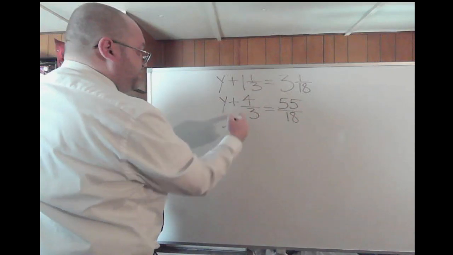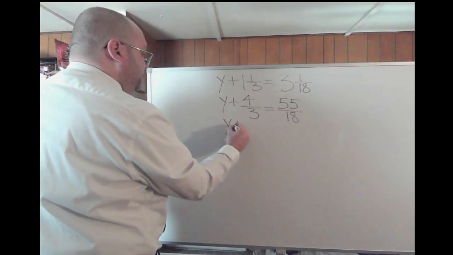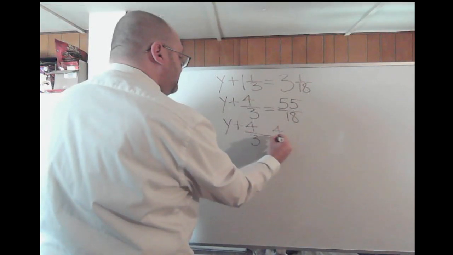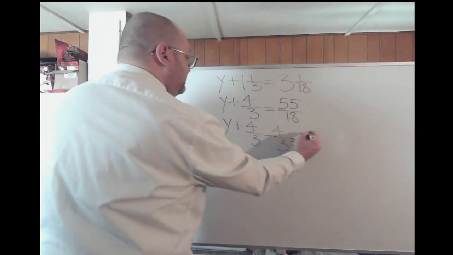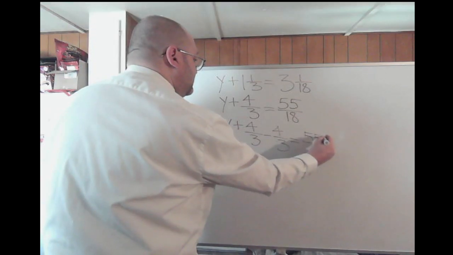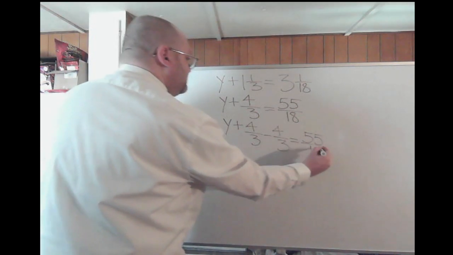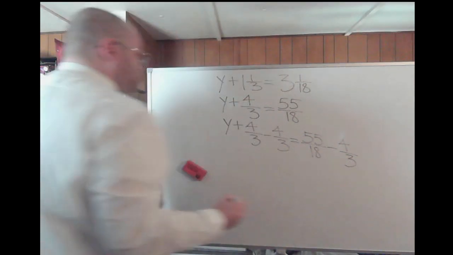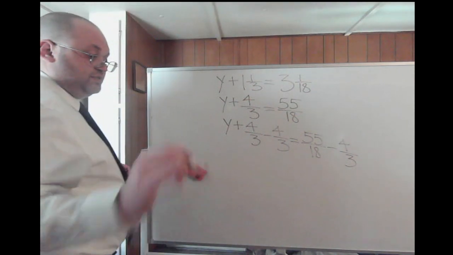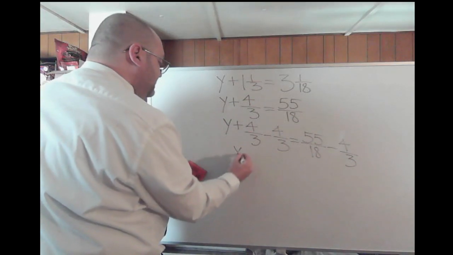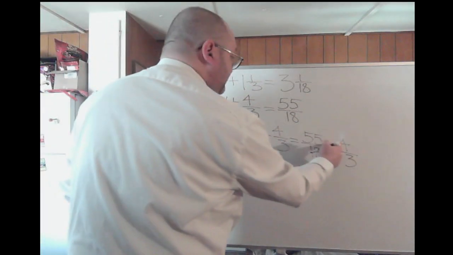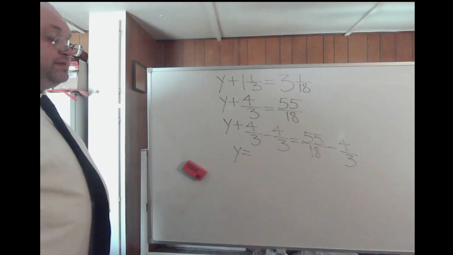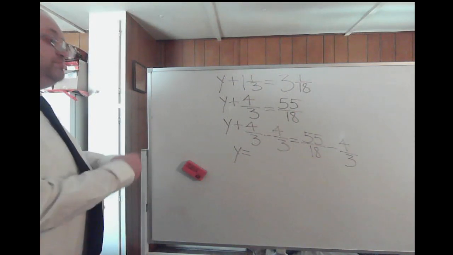Now we need to subtract 4/3 from both sides. We want to get the y by itself, so you'll have y plus 4/3 minus 4/3 equals 55/18 minus the 4/3. So 4/3 minus 4/3 means that's gone, it's 0. You'll get y by itself is equal to 55/18 minus 4/3. Well, we need to find the least common denominator of 3 and 18. In this case, it'd be 18.